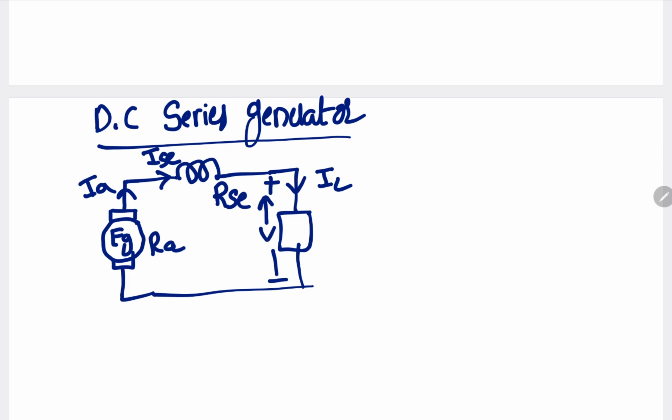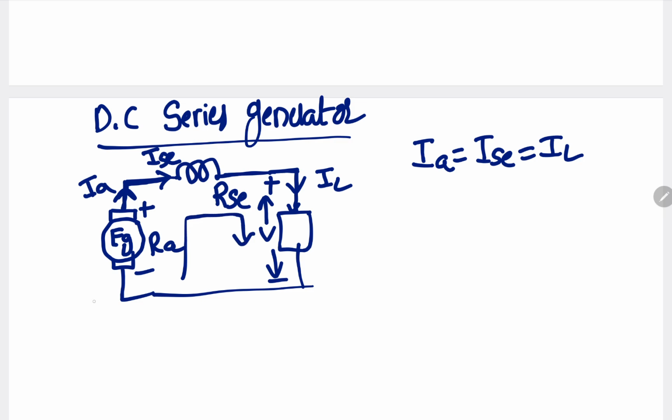Load voltage is V. So what is the relation between IA, ISE and IL? All three things are connected in series, therefore Ia is equal to ISE is equal to IL, the same current. Whatever current comes from the armature winding, the same current will flow through the field winding and through the load. This is the relation between the currents. Now I want the relation between EG and V, so apply the KVL in this direction. I am coming across a negative polarity first.